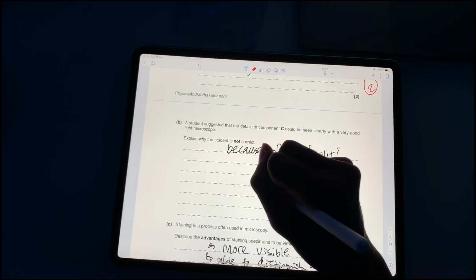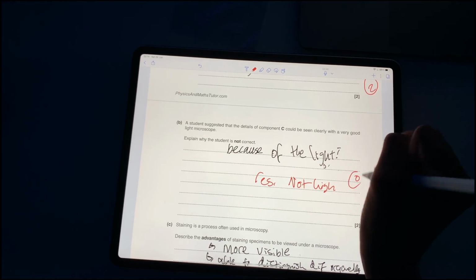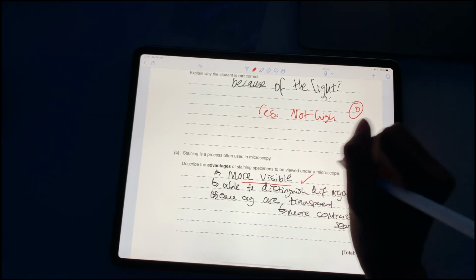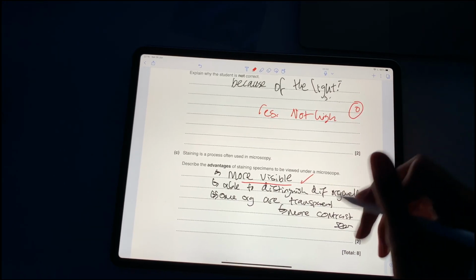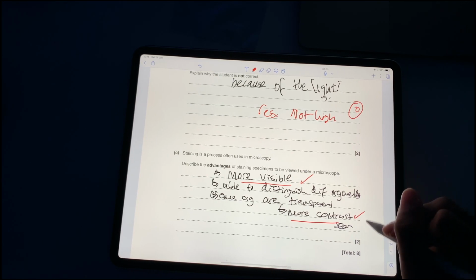So resolution not high. So I got 0 there, that's sad. C, makes it visible, that's 1 mark. Increases contrast, more contrast? Yeah, so 2 marks there.